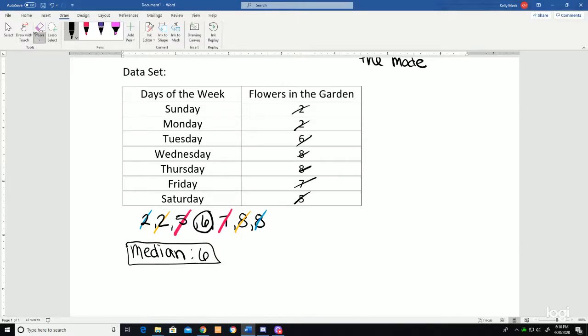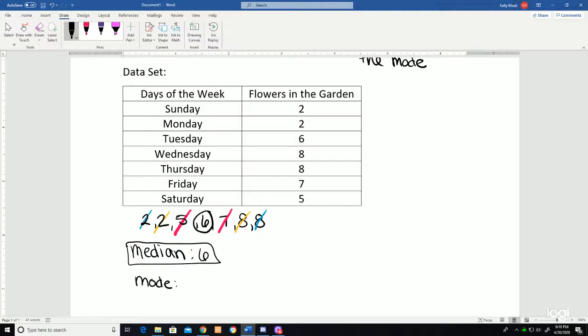All right, now the next thing we have to do is find the mode. So I'm going to erase all my scratches here. All right, so what number do we see the most here? Now I have 2 2s, I have a 5, a 6, a 7, and I have 2 8s. So what numbers do we see the most? Well, all the other numbers only have 1, except for the 2s. There's 2 of them. And also the 8s. There's 2 of them as well.